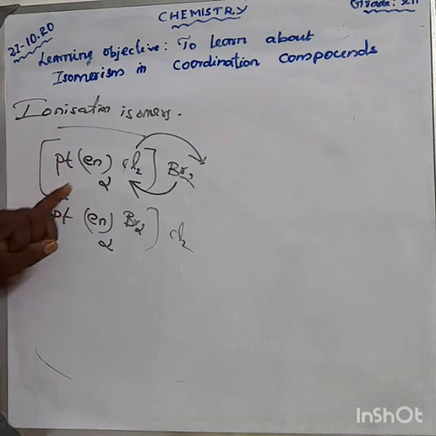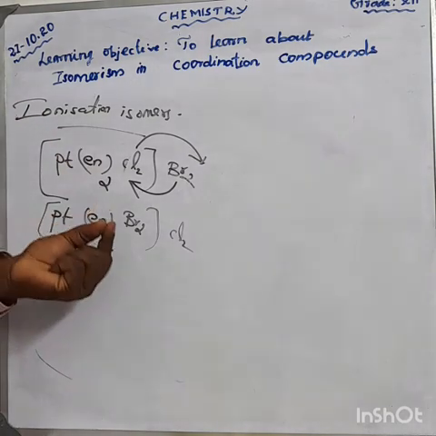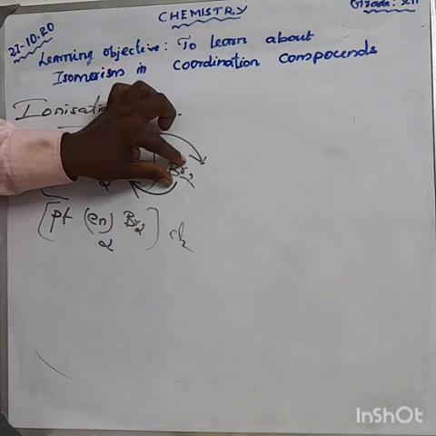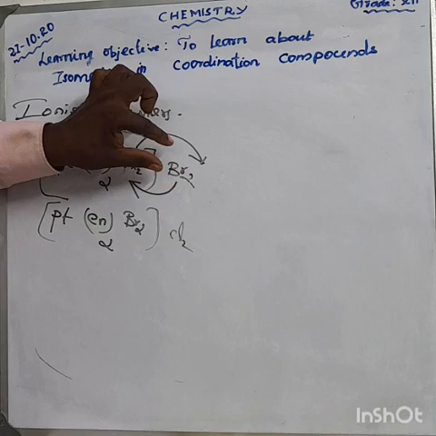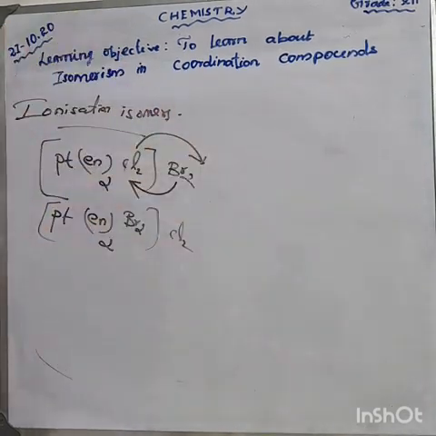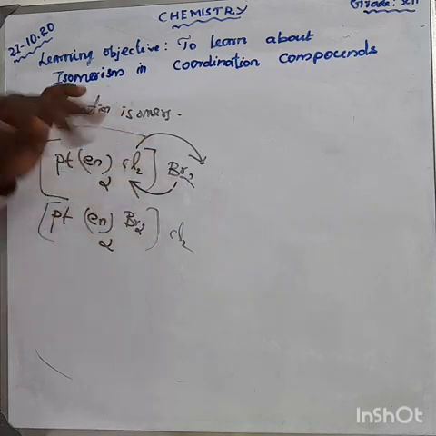Okay, so what definition can we give for ionization isomerism? This type of isomerism arises when an ionizable counter ion, that means a simple ion, can itself act as a ligand.